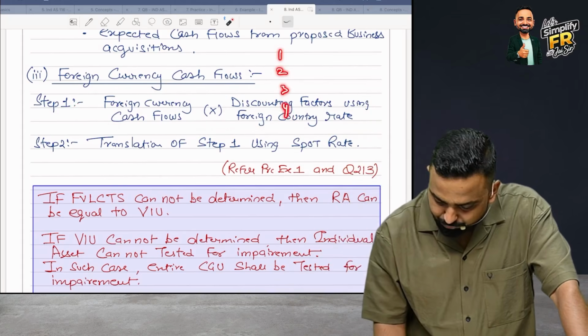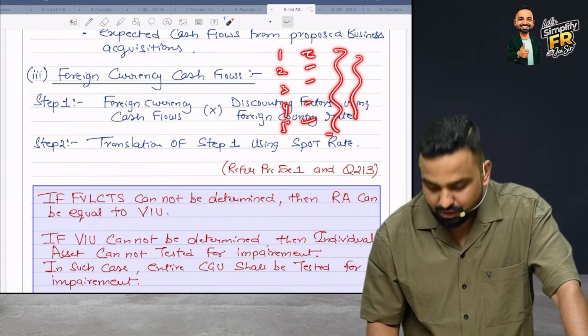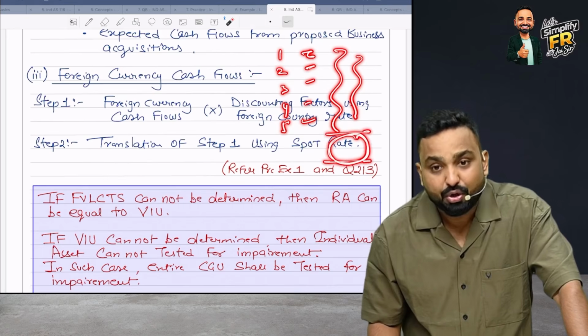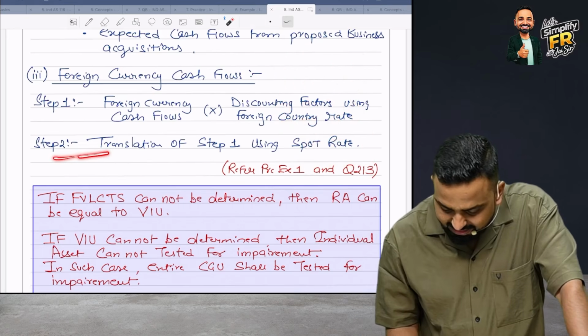1, 2, 3, 4, 5. These are foreign currency cash flows. Now you are discounting them. Understood? Now you have the present value, a single value. Still it is in dollars. What will you do? Translate at the spot rate.